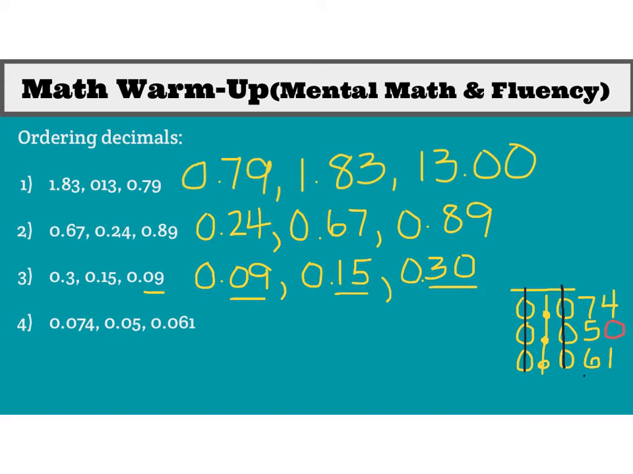So now we're going to look at the 6, the 5, and the 7. So the smallest digit there is the 5. So that's going to be my smallest decimal. And then my next smallest will be the 6. And then, of course, the 7.